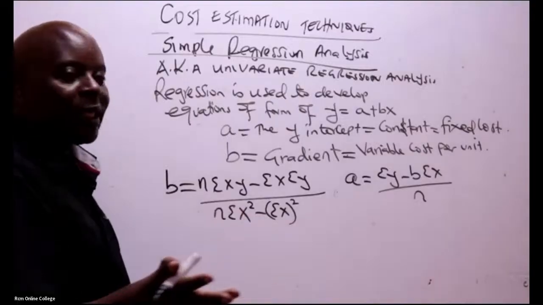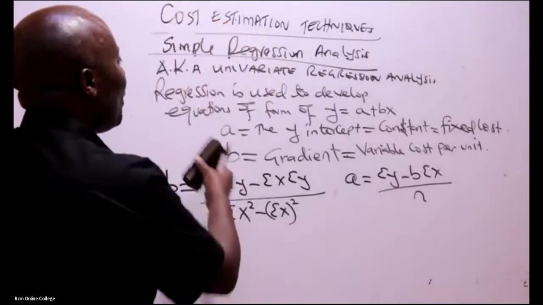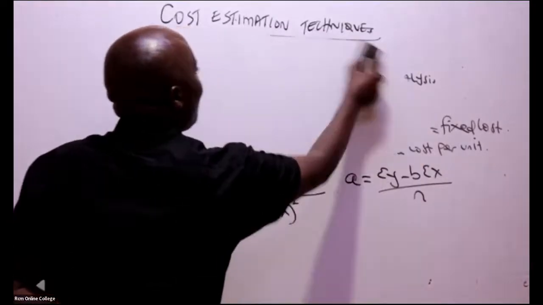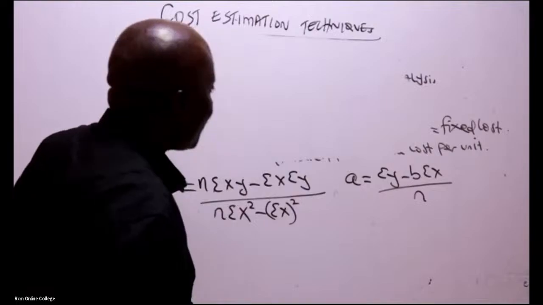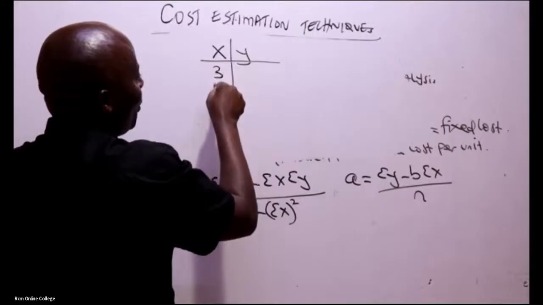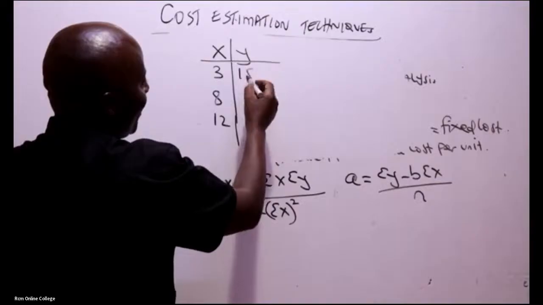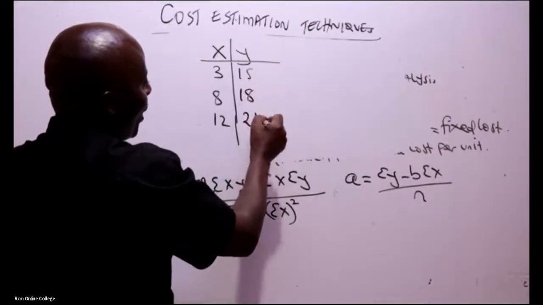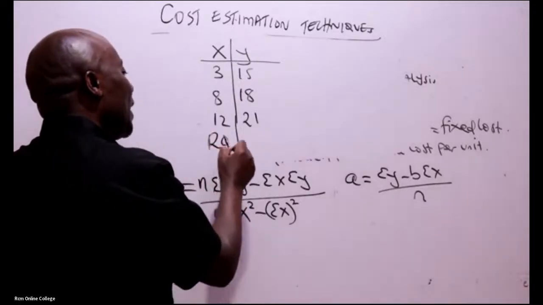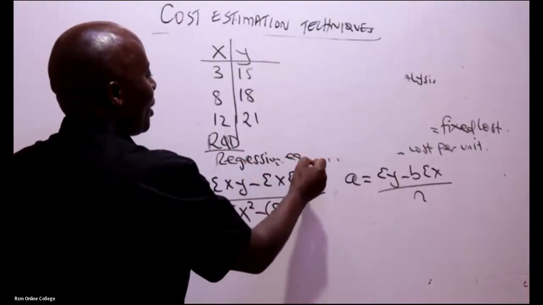This is how we get the value of B and the value of A. I'll give you a very short example before we look at the question that came just the other semester. If, for example, you are given just three data values, x and y. They give you 3, 8, and maybe 12, then 15, 18, and 21. And you are required to get the value of B and A, the regression equation.